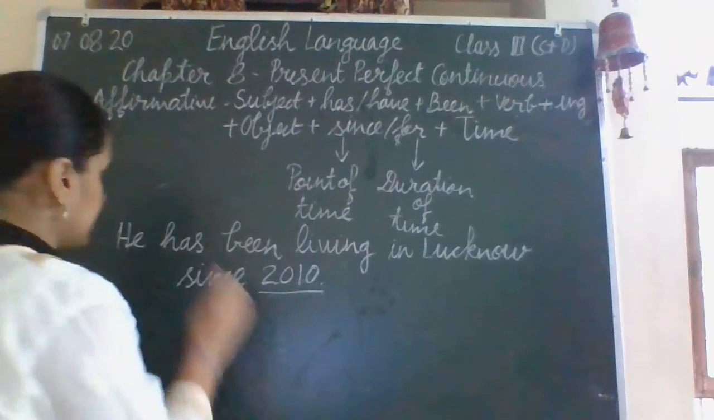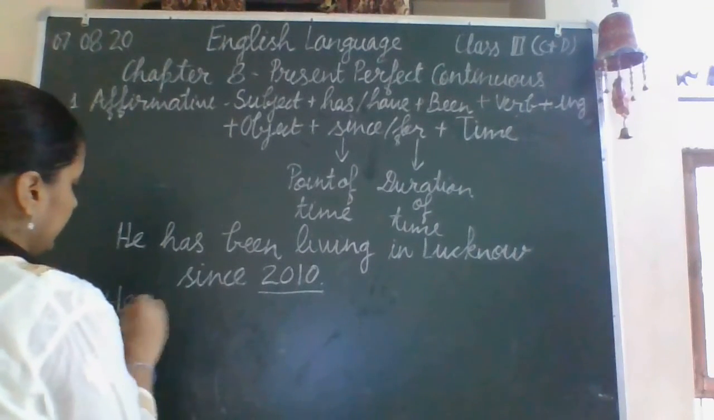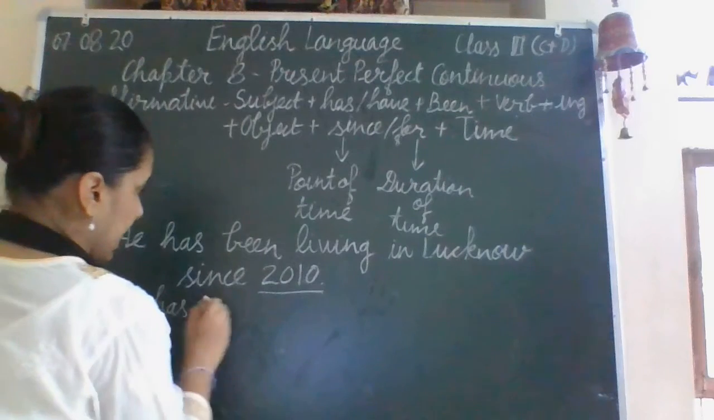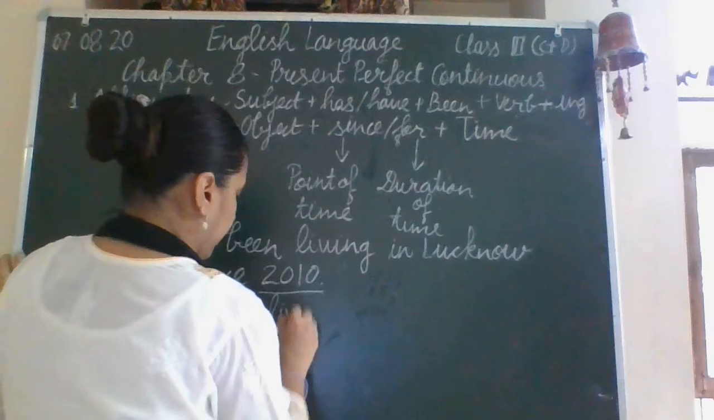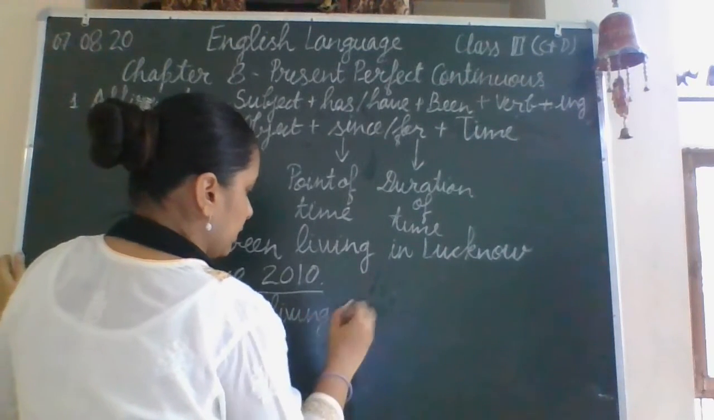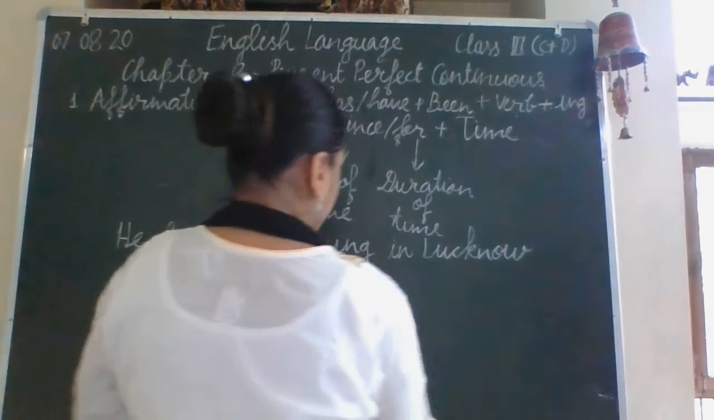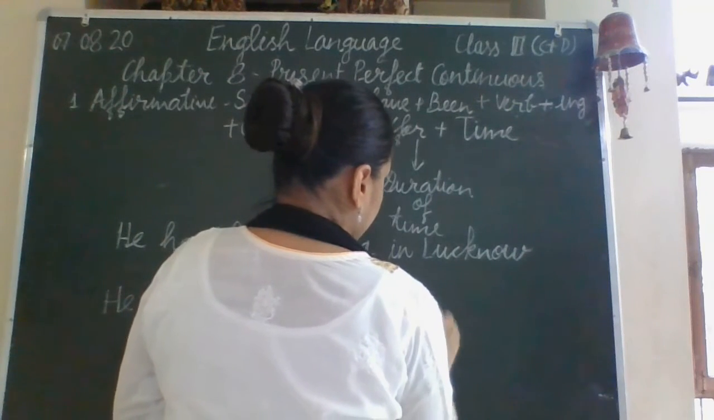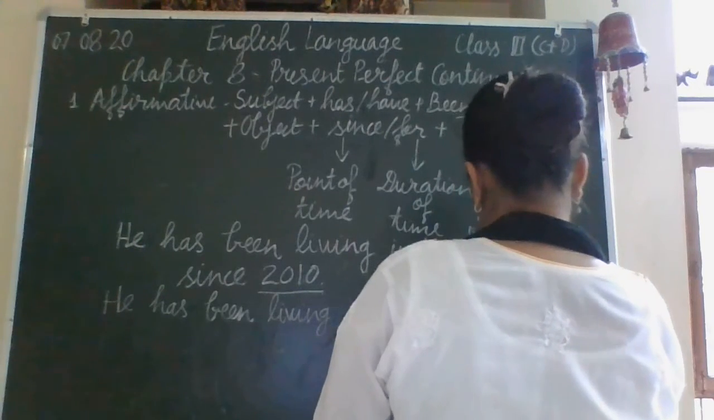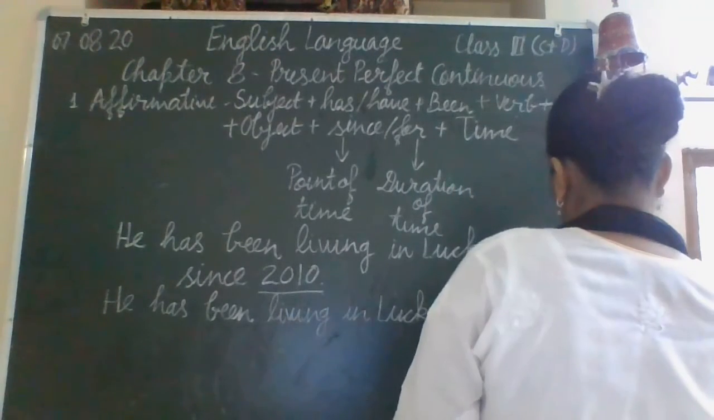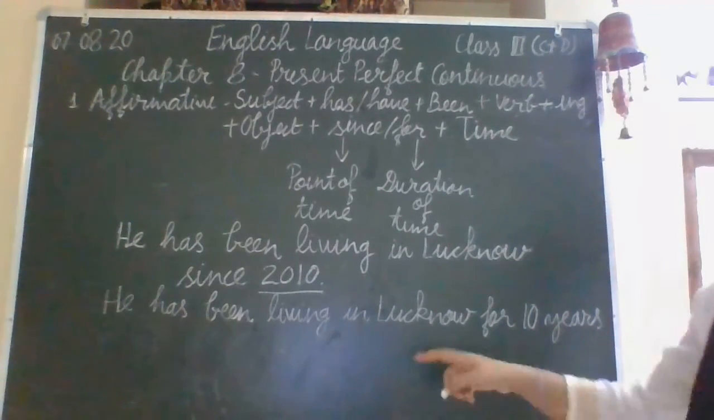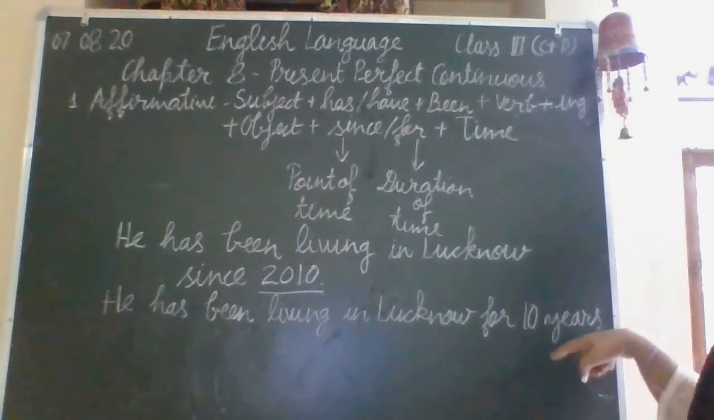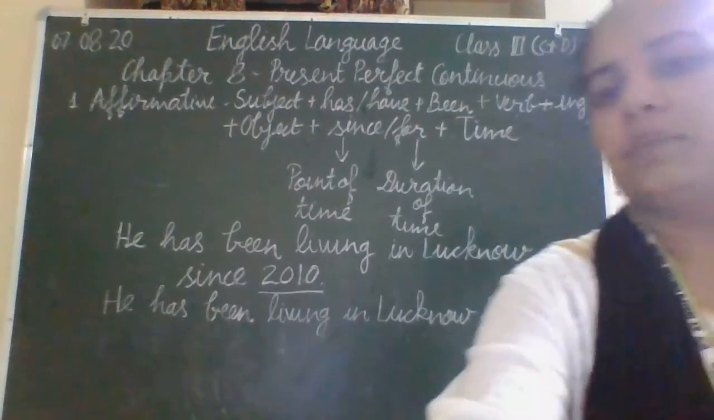For the very same sentence, he has been living in Lucknow for 10 years. He has been living in Lucknow for 10 years. This will be the sentence.